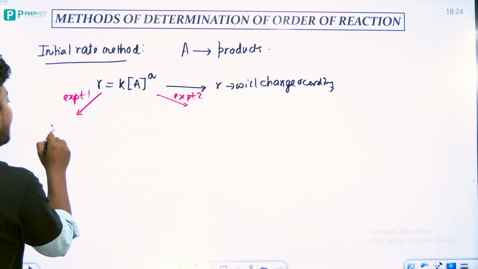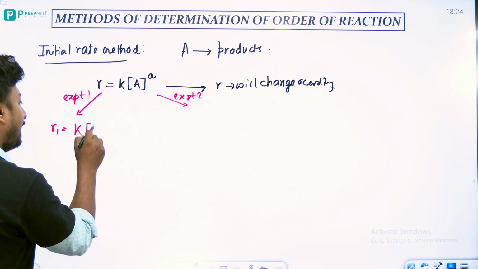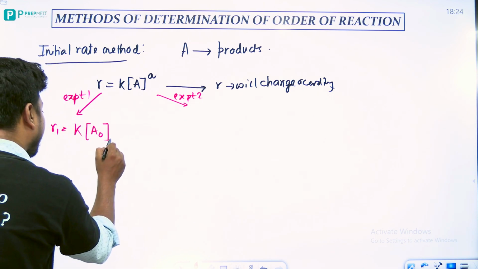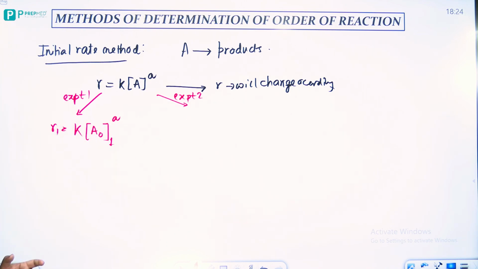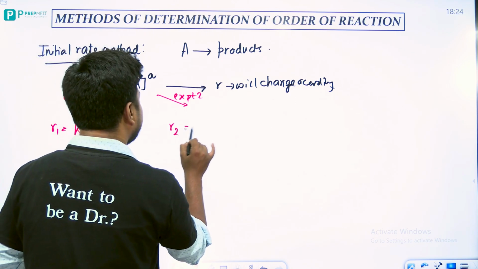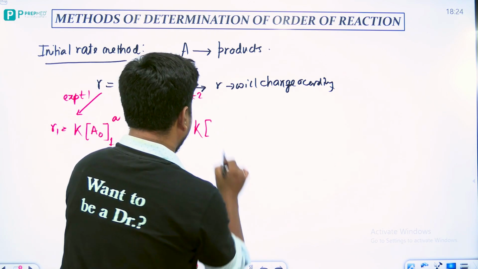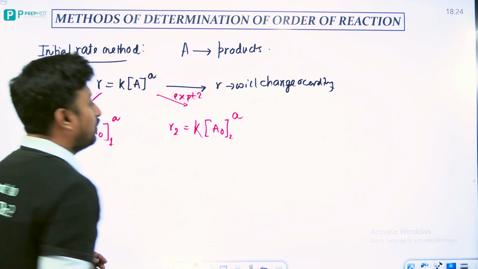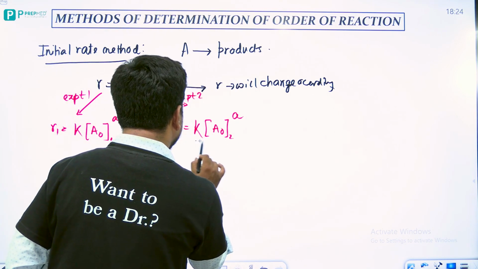So from here we can say R1, that is experiment number 1, is equal to K times A0 of experiment 1 to the power a. Let's say a is the order of the reaction. Similarly in experiment 2, R2 is equal to K times A0 of experiment 2 to the power a.